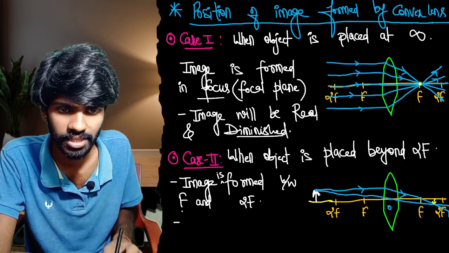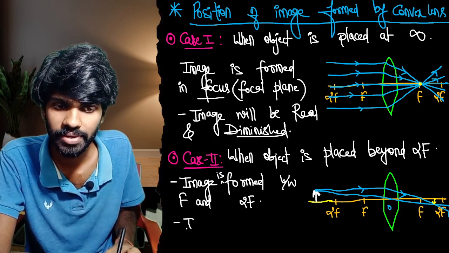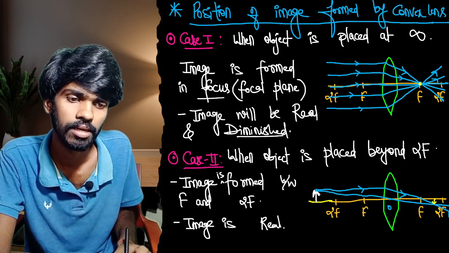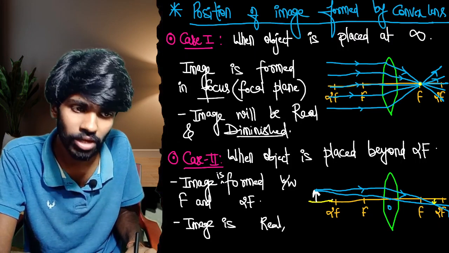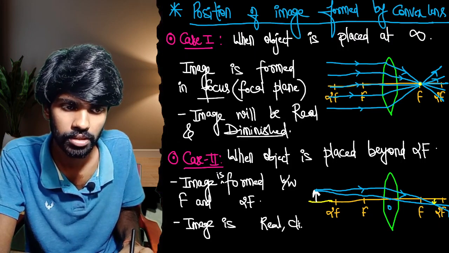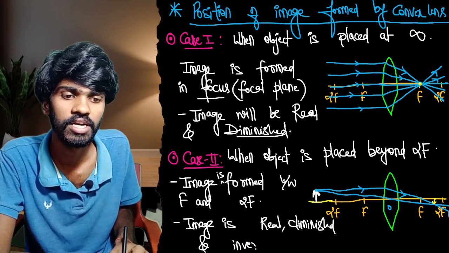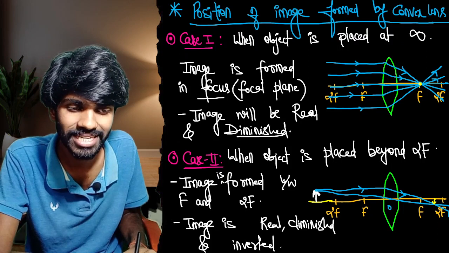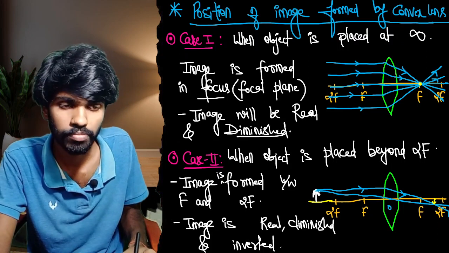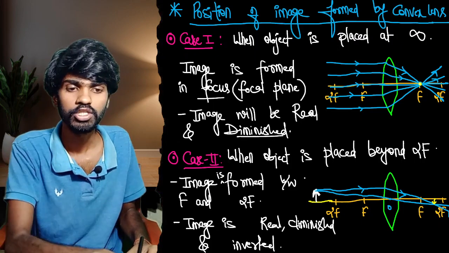Okay, so here you can write the image is formed between f and 2f, and again you can also see that the image is real, since the rays are meeting in actual. So the image is real. It is smaller than the object, so you can write the image is real, diminished and inverted. It will be inverted. Okay, since the object is placed at this point in erect position, you can see the image formed by that object is inverted. Okay, so this is the second case.